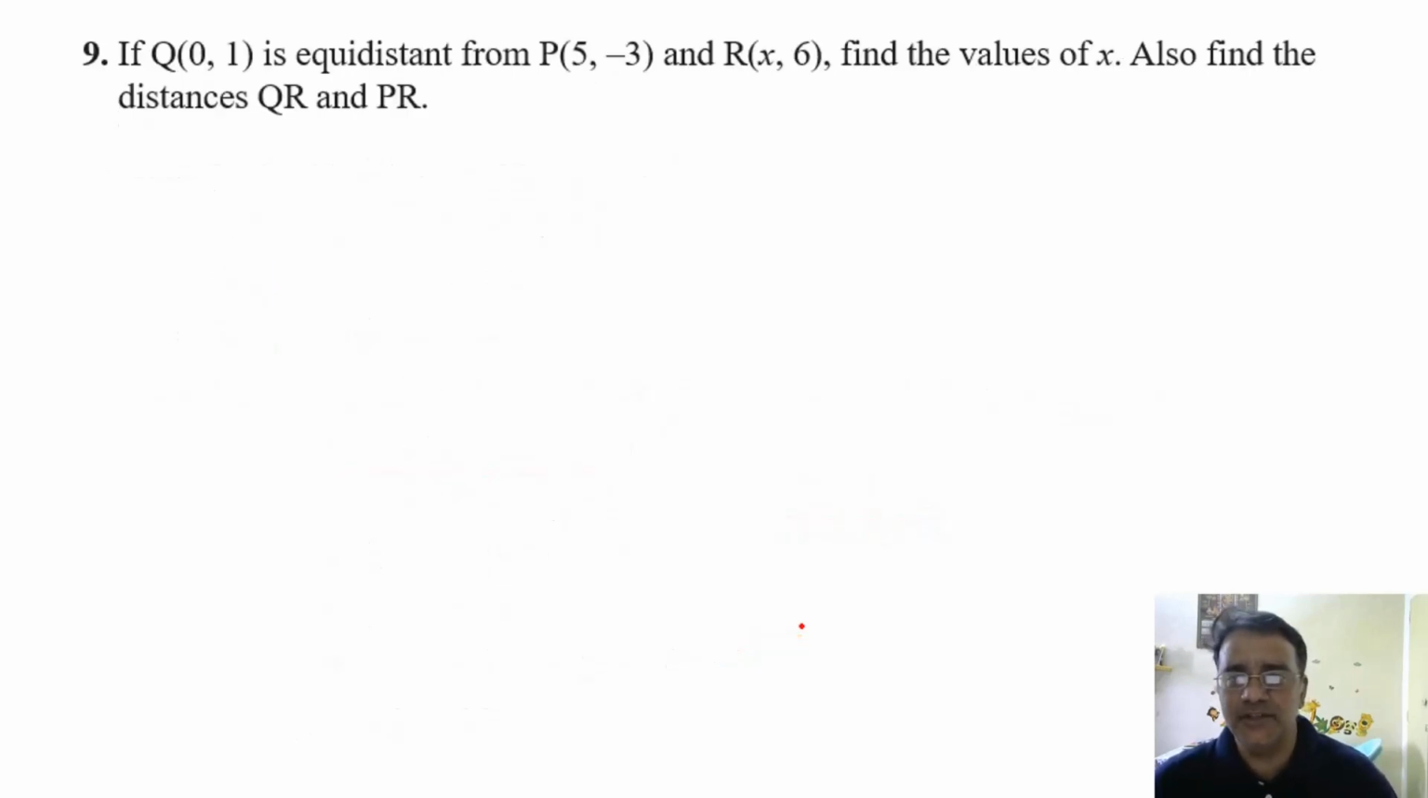Okay. Next question. Now this is also a very good question. If Q is a point equidistant from point P and R, here again one coordinate is missing. Find the value of x. Okay. I told you that the condition may be the distance is given. पिछला वाला question था, and here equidistance is given from one point. So we have to find the value of x, and after that we have to find the distances QR and PR.